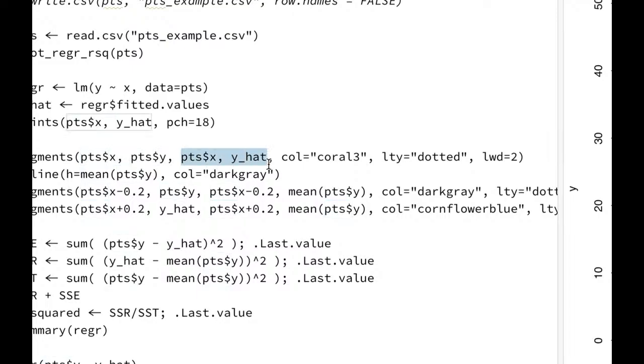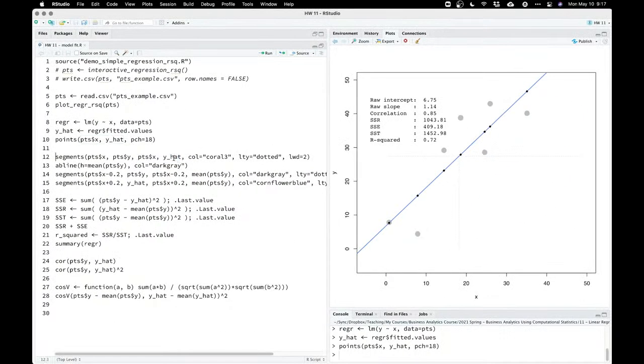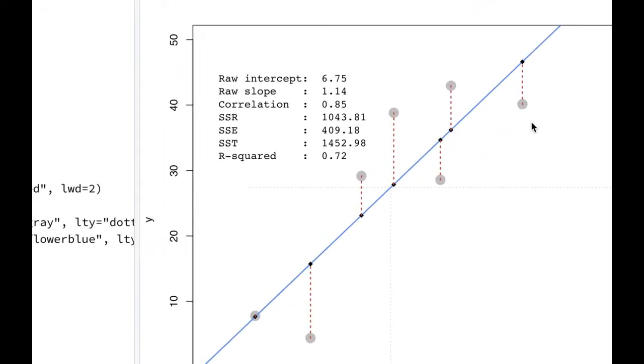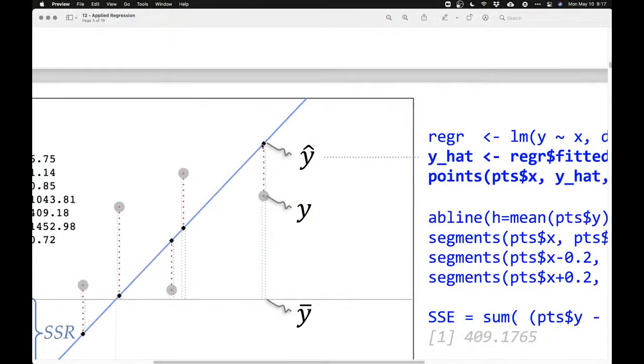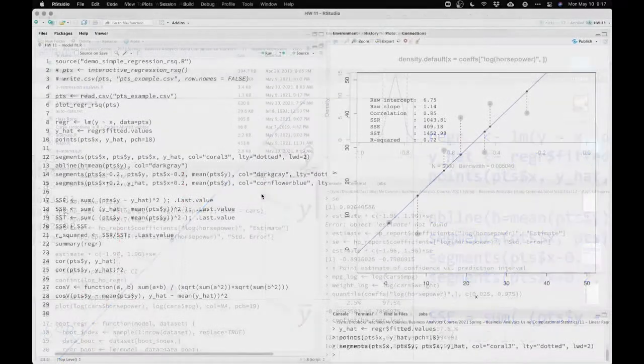Now I can do a couple of things. I'm going to draw several lines to show you some differences. First of all, I'm going to draw a line segment from each actual point, X and Y, to the Y hat. These line segments show you the residuals, or the error of the regression. Make sense? So this is how wrong our regression is, how incorrect it is, if you will. That's this distance from Y hat to Y.